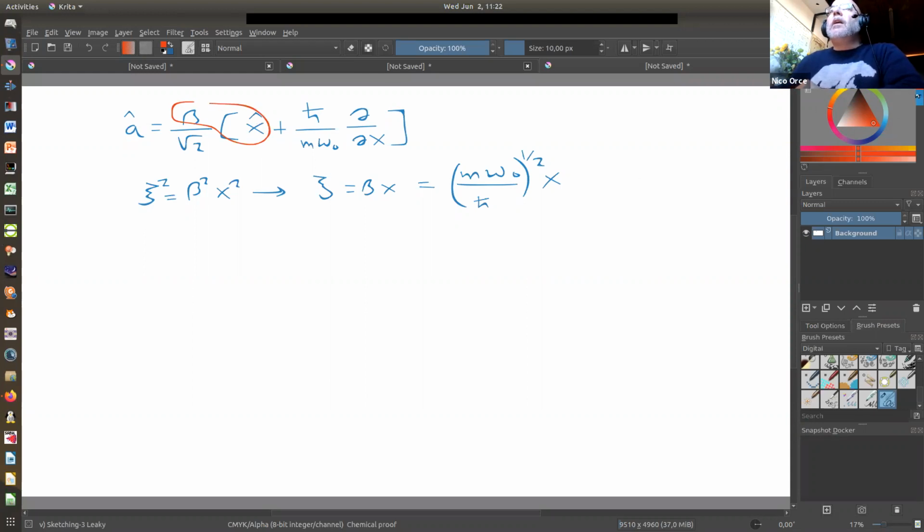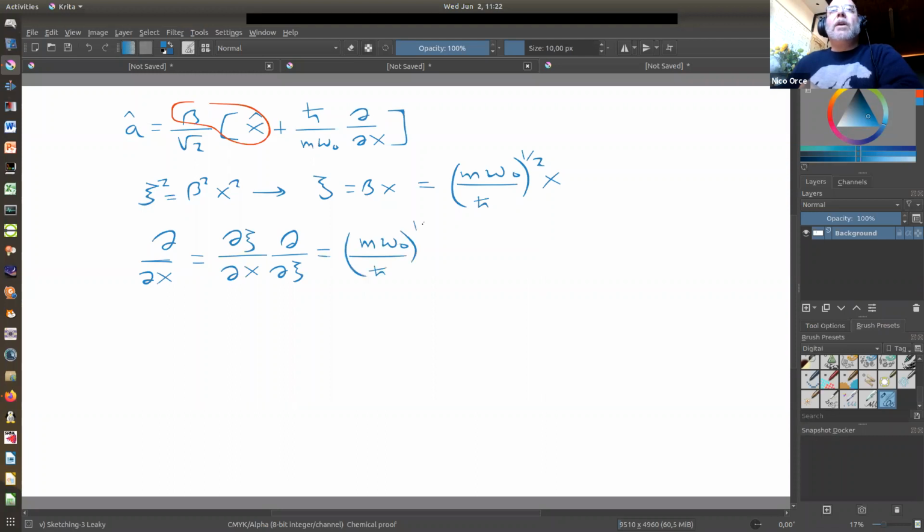So we are going to utilize that and say, okay, what we need to know is what is the partial derivative with respect to x, right? For this, we're going to apply the chain rule, and this is equal to the partial derivative of psi with respect to x times the partial derivative with respect to psi. And we have that this is equal to (m omega naught over h bar) to the 1/2, and that's it, of this here.